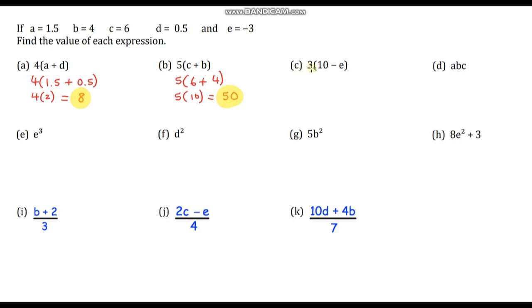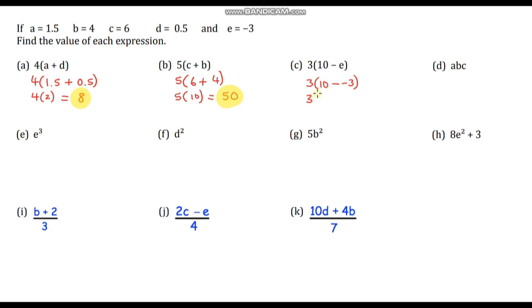Question C is 3, and then in the brackets it's 10 minus E. So 3 outside the brackets, 10 subtract E. Now the value for E is negative 3, so you need to be really careful here. We're not subtracting 3, we're subtracting negative 3. That is different, because if we're subtracting a negative number, that's the same as adding. So a lot of people will write 7 for inside the brackets. That is not correct. It's a big mistake people make. This is not 10 subtract 3, it's 10 plus 3.